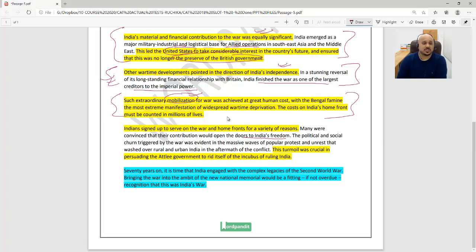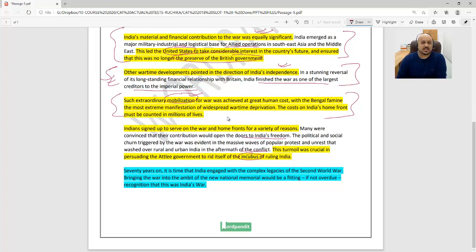The political and social churn triggered by the war was evident by the massive waves of popular protest and unrest that washed over rural and urban India in the aftermath of the conflict. This turmoil was crucial in persuading the Attlee government to rid itself of the incubus of ruling India. Incubus here refers to the nightmare of ruling India. Incubus is a demon, a male demon generally regarded as one which has sexual relations with a female while she is sleeping. So it basically refers to your worst nightmares coming true.